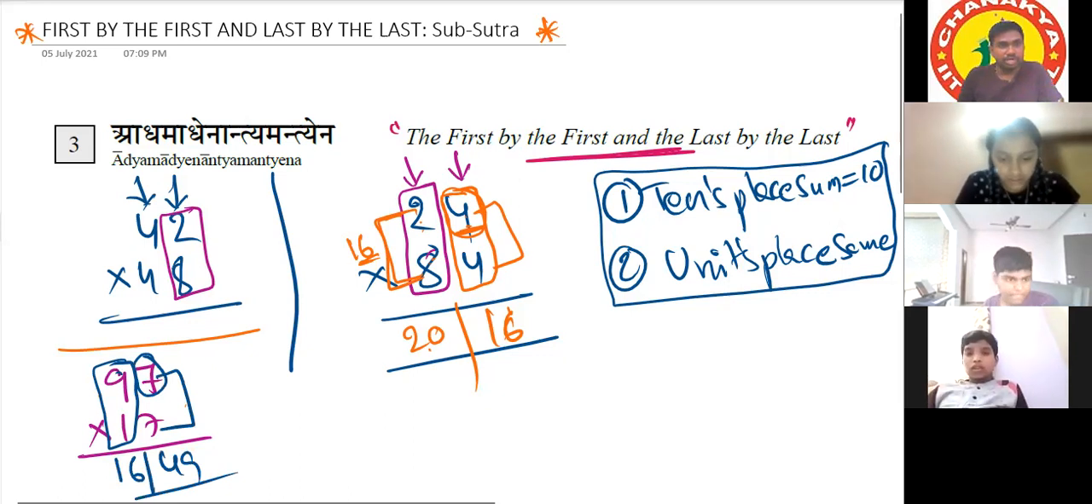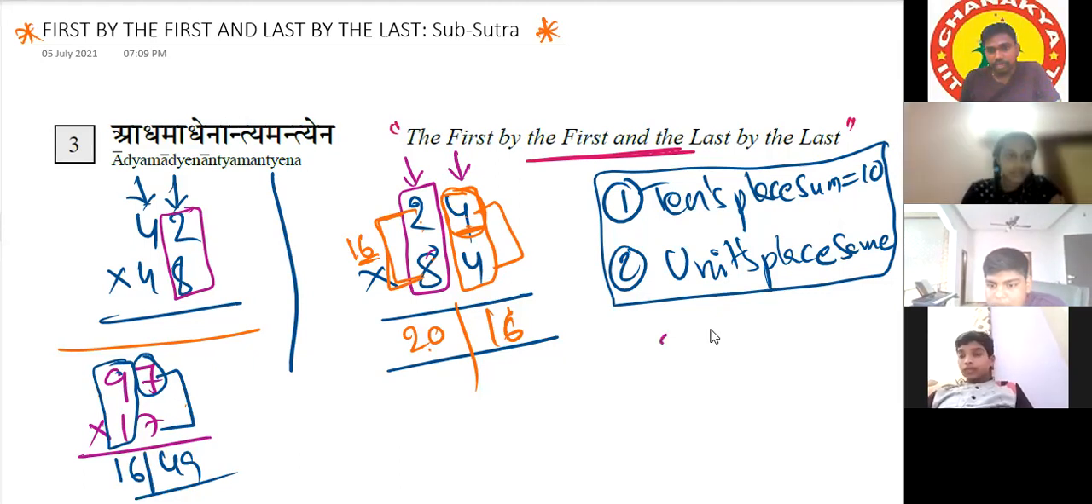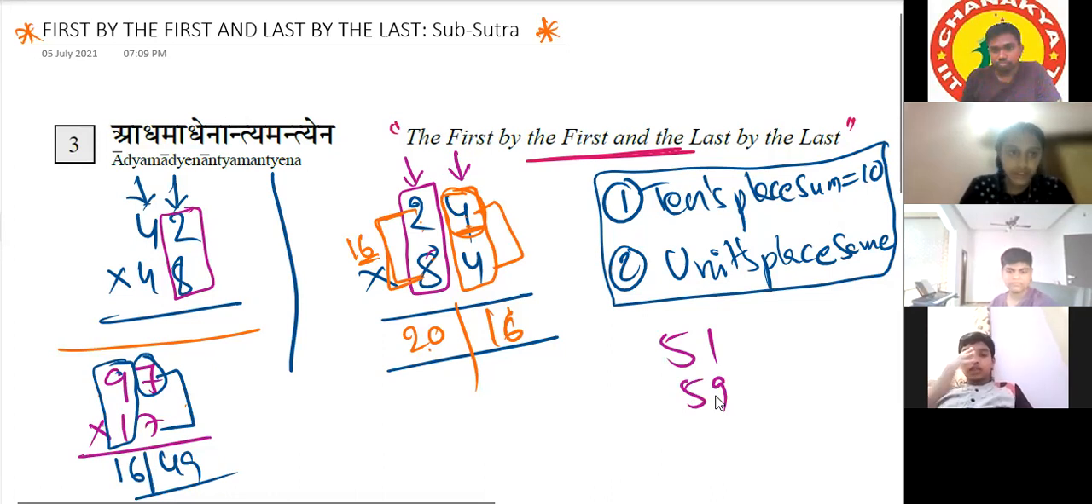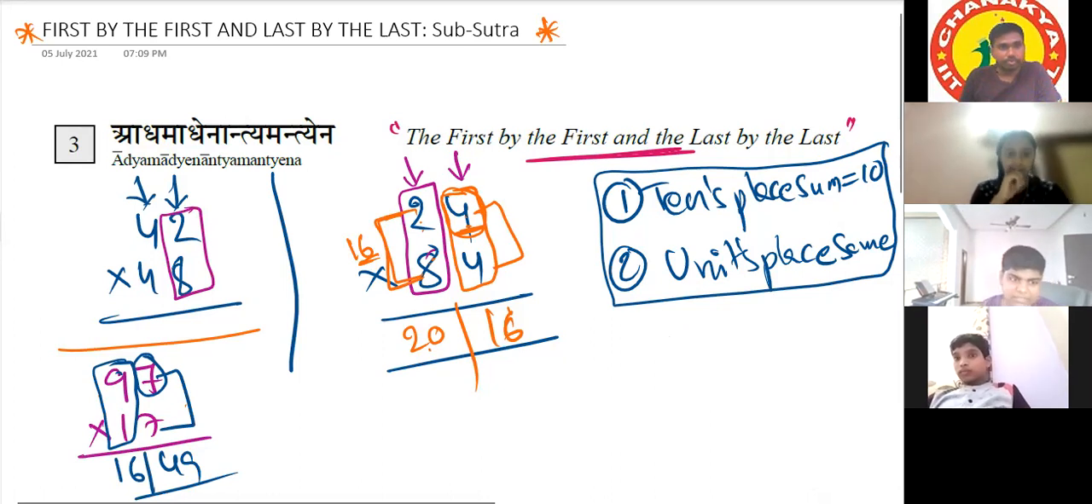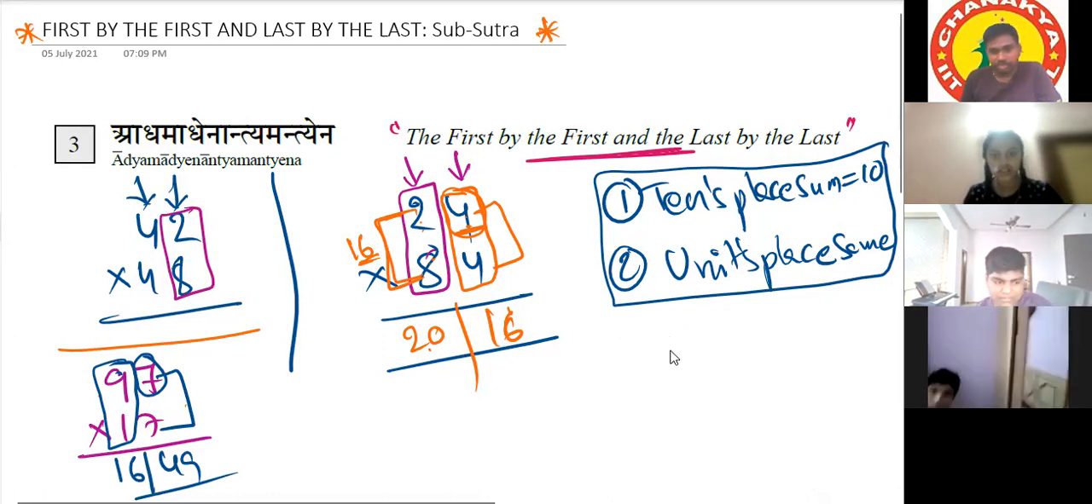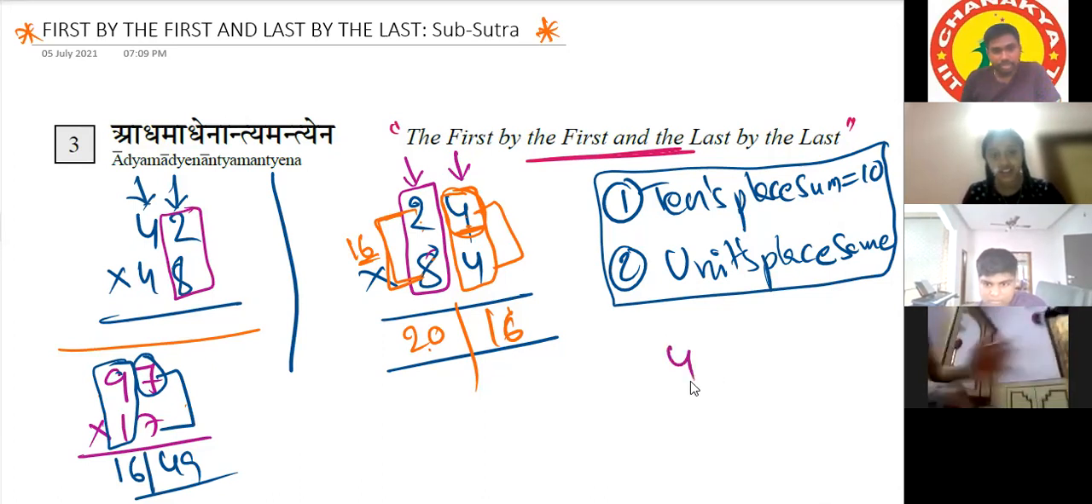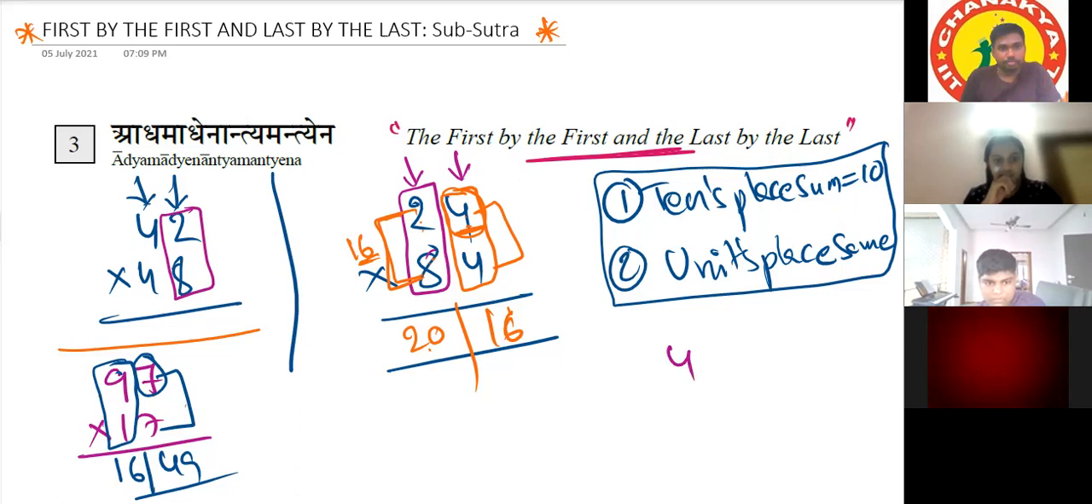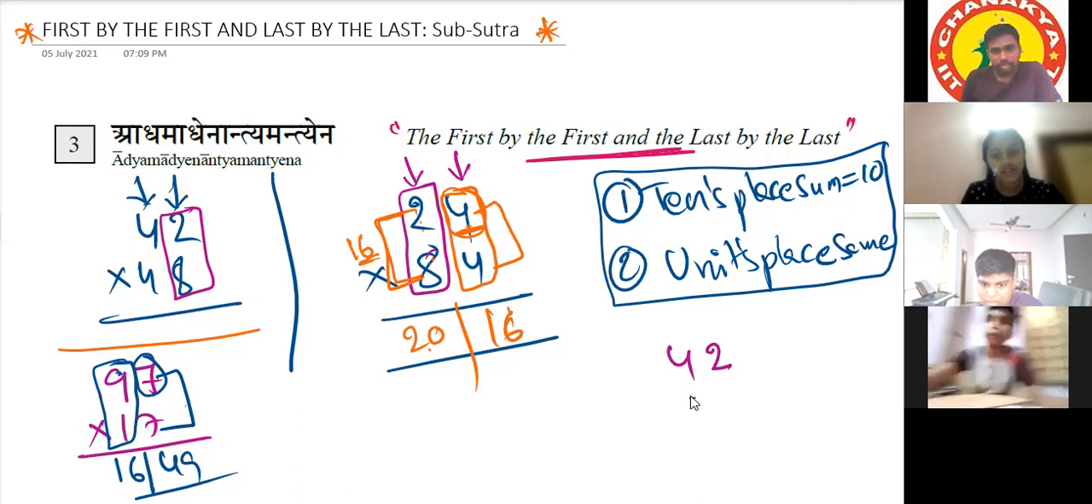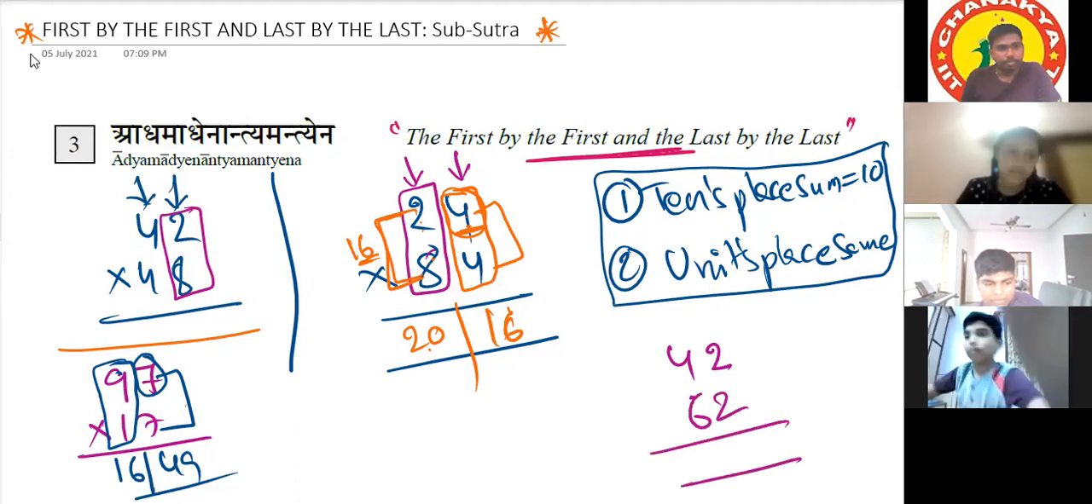Let me give you one more question. Later we'll go to the exercise. See, one more question. 51 into 59. Sorry. Units place is same, right? Sir, but here there's no common number. Wait. 44 is okay already. 42 into 62. Correct?